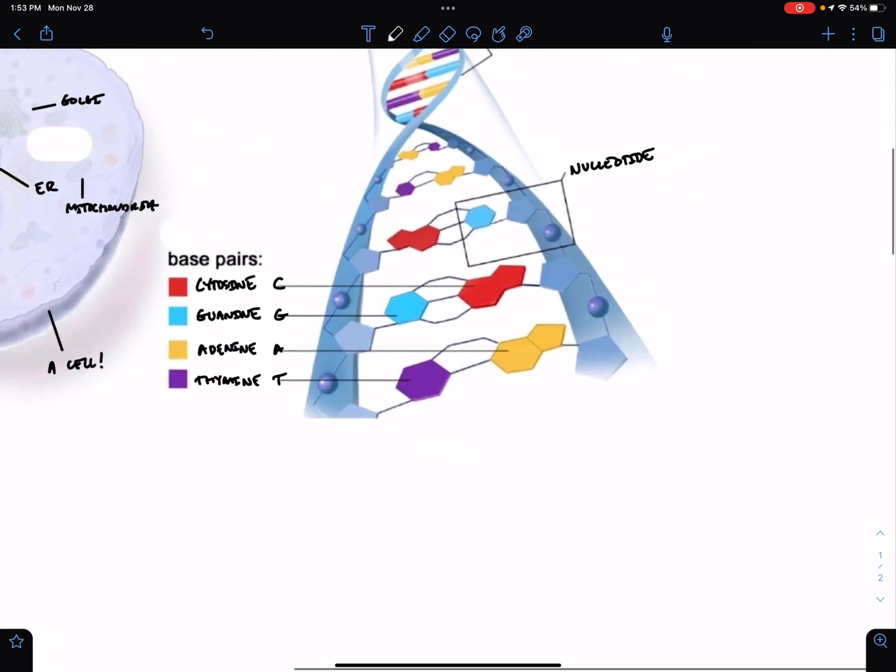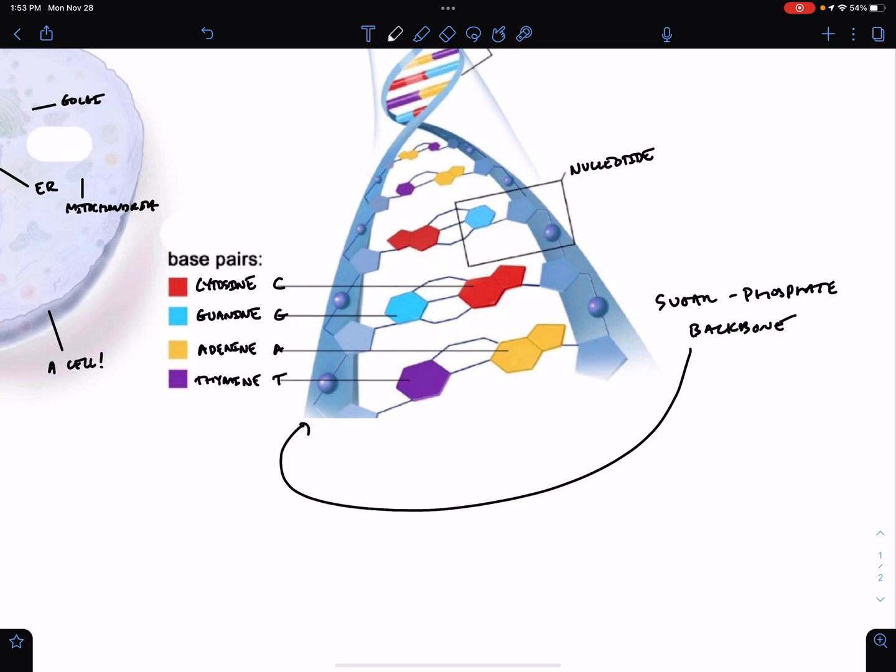Oh, and then we also said that DNA has a sugar-phosphate backbone, which was here and here.